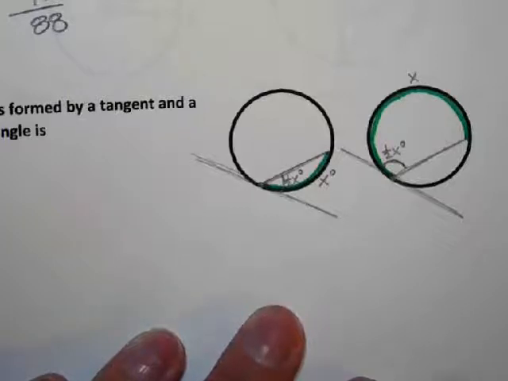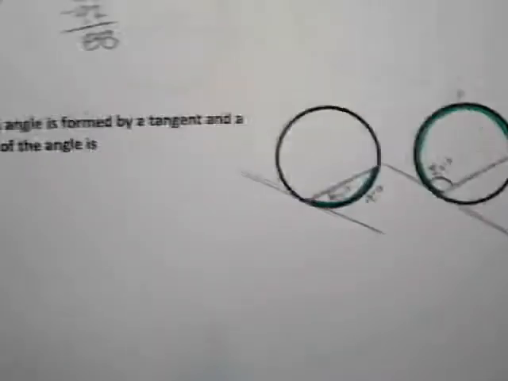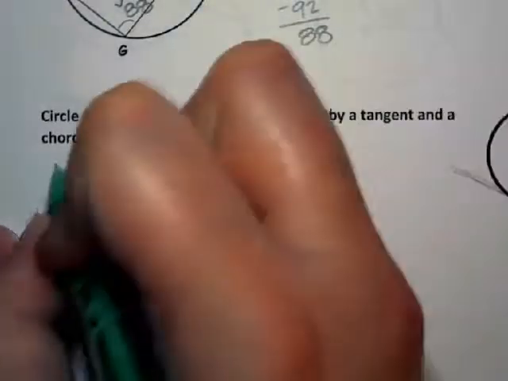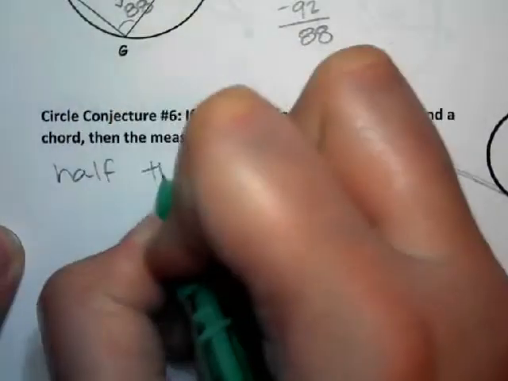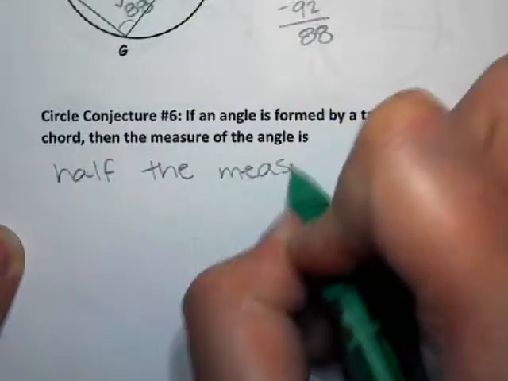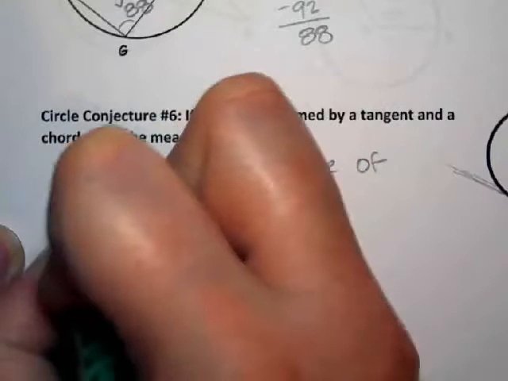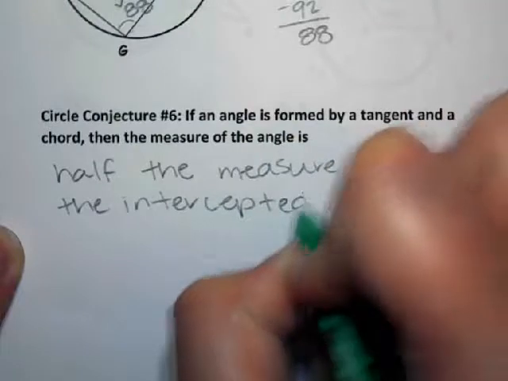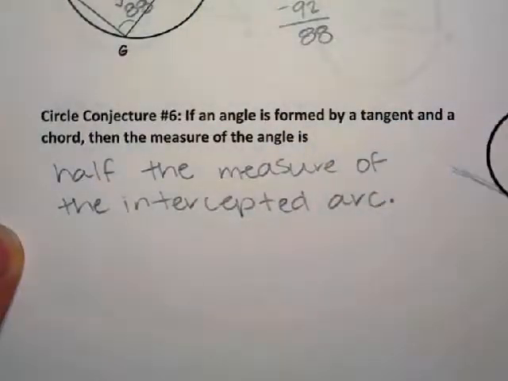And these do not technically have a special name. They're just an angle that's made between a tangent line and a chord. So if an angle is formed by a tangent and a chord, the measure of the angle is half the measure of the intercepted arc. So it still feels like circle conjecture 2, even though it's different.